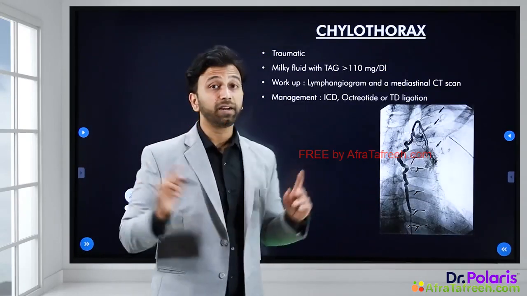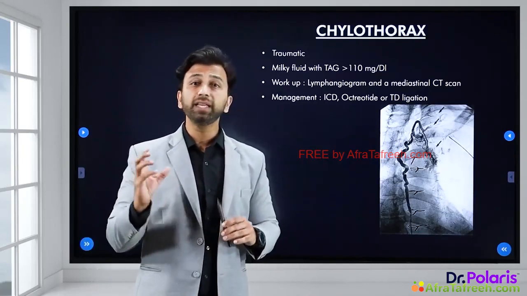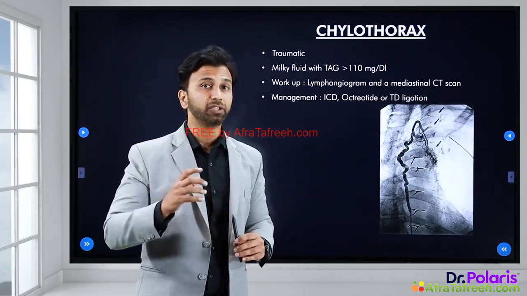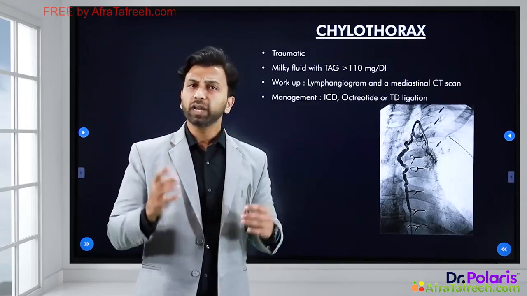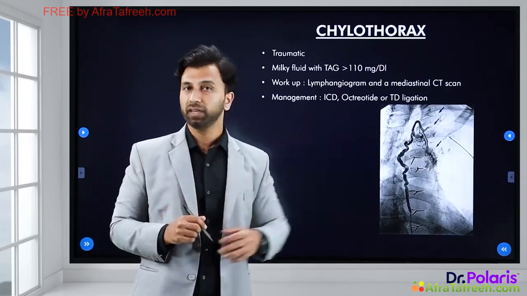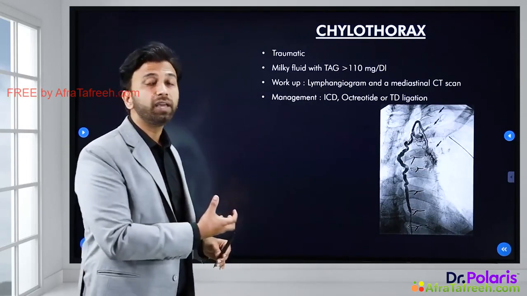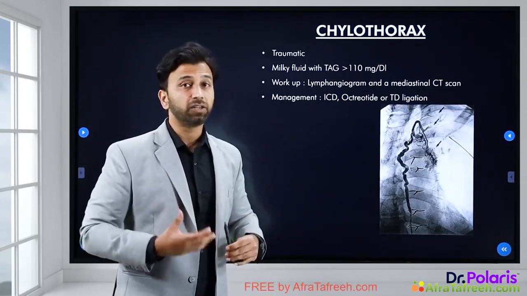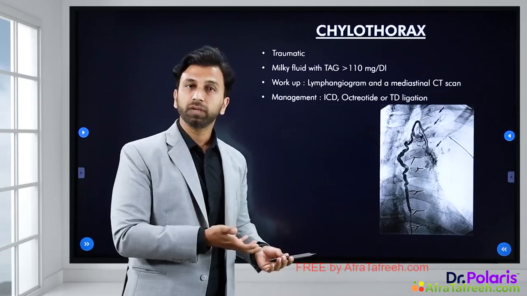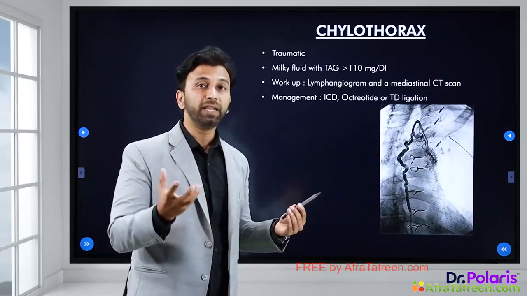Moving ahead to another rare cause of exudative pleural effusion called chylothorax. Here there is a collection of milky fluid within the pleura. This occurs primarily because of damage or trauma to the thoracic duct. The thoracic duct is a structure which receives all the lymphatic fluid from the lymphatics and drains into the superior vena cava. Whenever there is damage to this thoracic duct, there is a drainage of all this lymph-rich fluid into the pleura, leading to a pleural effusion. When you aspirate this pleural effusion, when you do a thoracocentesis, you get a milky fluid.